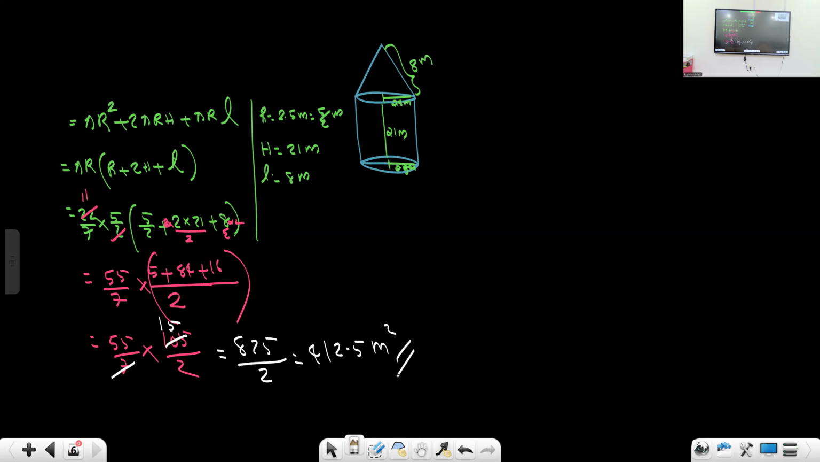A solid with a hemisphere at the bottom and a cone above. Surface areas of the two parts are equal. Then find the ratio of the radius and the height of the conical part. Read the question.